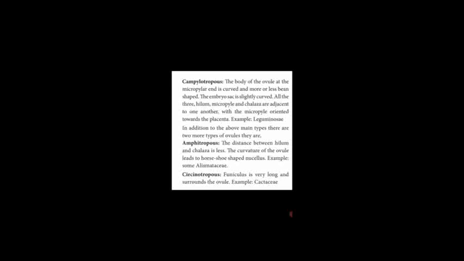Amphitropous and cercinotropous. In amphitropous, the nucellus is horseshoe shaped. The distance between chalaza and hilum is very less. Example, Alismataceae. In cercinotropous, the funicle is very long and surrounds the ovule. Example, Cactaceae.